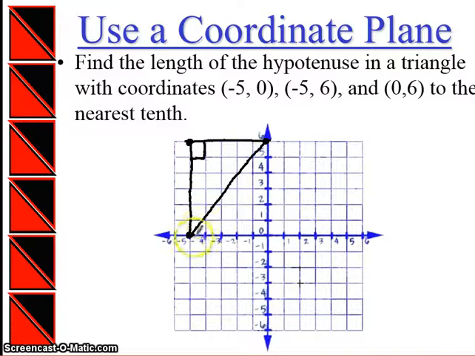Now our goal is to figure out the hypotenuse. How far is it from here at (-5, 0) to here at (0, 6)? Well, we can use the blocks on the coordinate plane to help us. How long is the shortest side of the triangle? If you count blocks, 1, 2, 3, 4, 5. And if you count the height, 1, 2, 3, 4, 5, 6 would be the height. So our a is 5, our b is 6, and our c is our unknown.